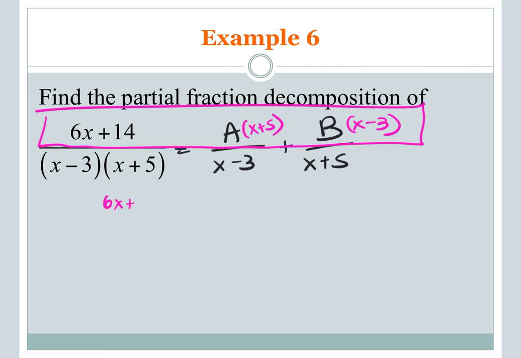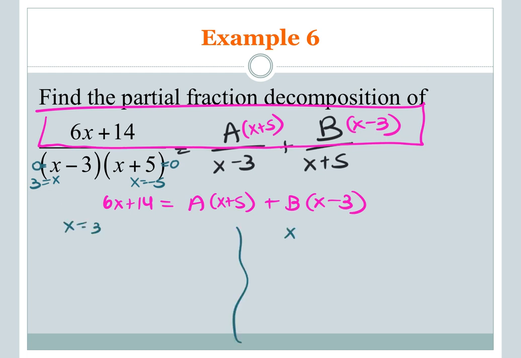And I get 6x plus 14 equals A times x plus 5 plus B times x minus 3. And now I'm going to plug in 2 things. And the 2 things are the ones that would be the result of if I actually solved each of these. So if I set x minus 3 equal to 0, I get x equals 3. And if I set x plus 5 equal to 0, I get x equals negative 5. So I'm going to do this twice. I'm going to make x 3, and then I'm going to make x negative 5. Everywhere there's an x, I'm going to plug that value in.